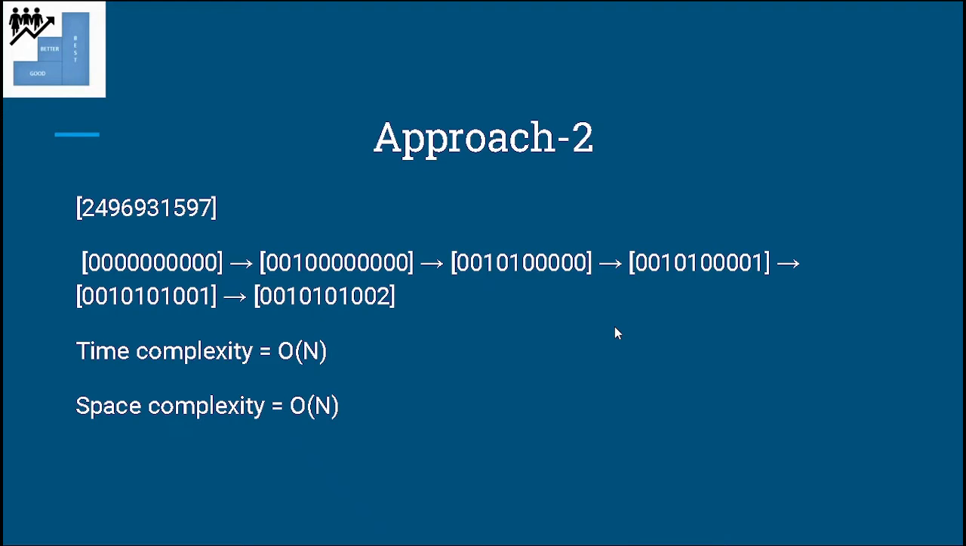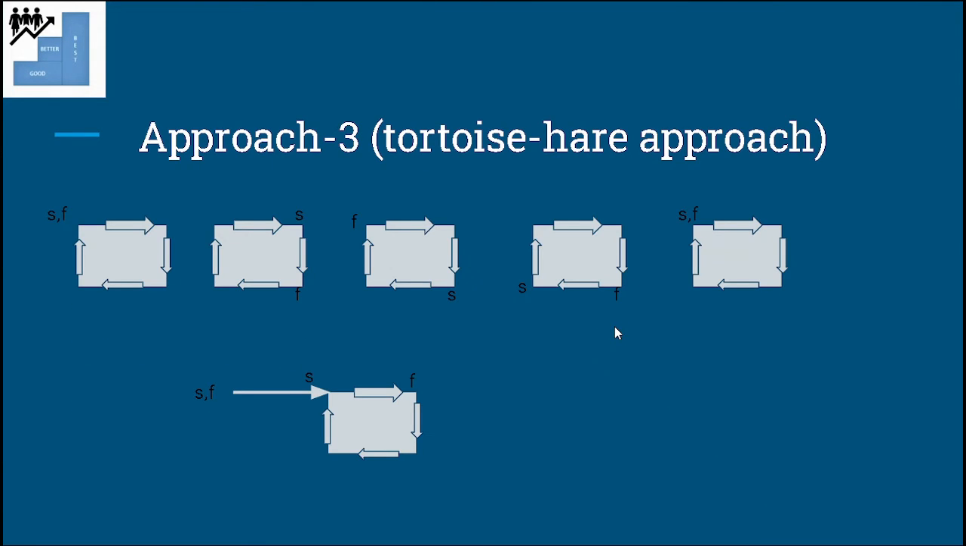Okay. Now let's see the third and the more interesting approach, which is the tortoise hare approach. Here we use a slow pointer and a fast pointer. So the slow pointer moves one step at a time, whereas the fast pointer moves 2 steps at a time. All right. So before understanding the actual solution, let's understand one important concept over here.